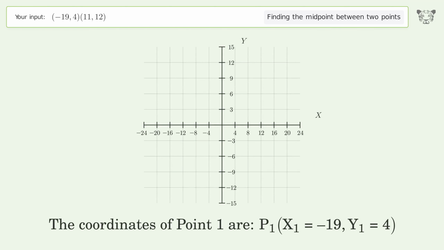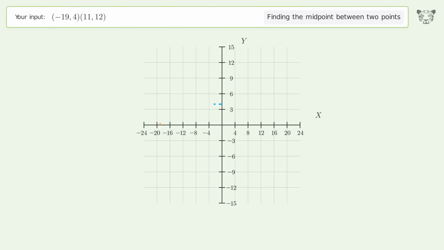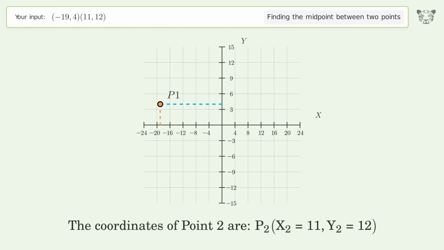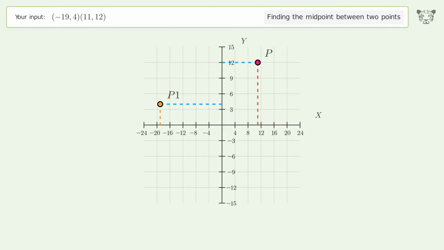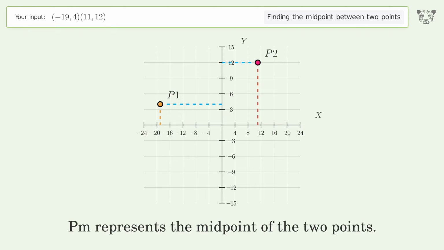The coordinates of point 1 are, x1 equals -19, y1 equals 4. The coordinates of point 2 are, x2 equals 11, y2 equals 12. PM represents the midpoint of the 2 points.